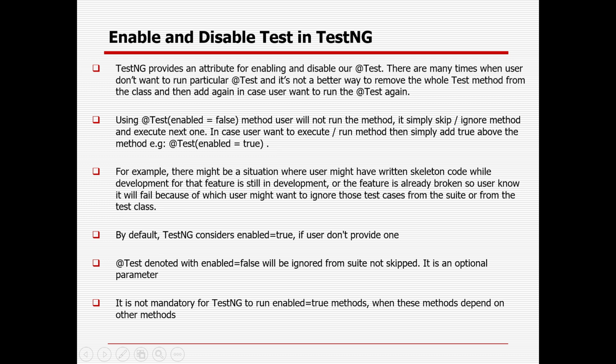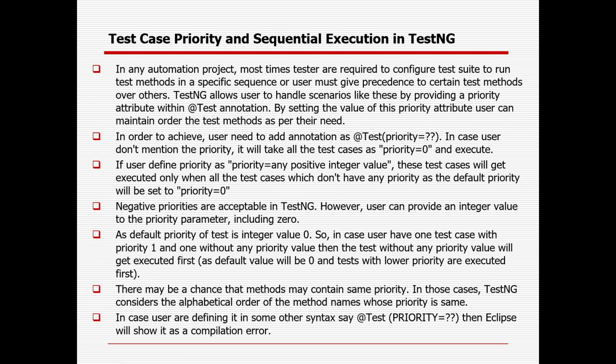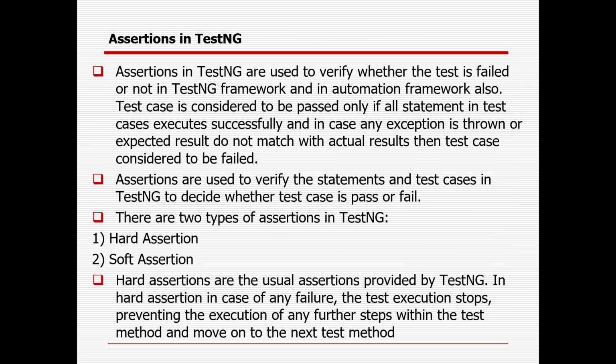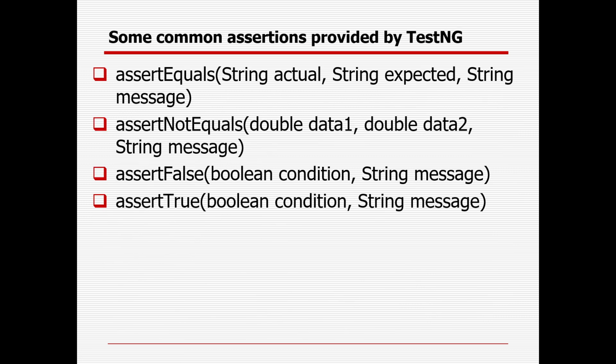In case you have n number of test cases, you don't want to remove the code. You can disable or enable them as and when required with the help of enabled equal to true or false. You can do sequential execution with the help of priority, which you can give from negative to positive values. In case you are not giving any priority, the default priority will be taken, and your execution will happen based on alphabetical order only. So you need to use priority equal to some value.